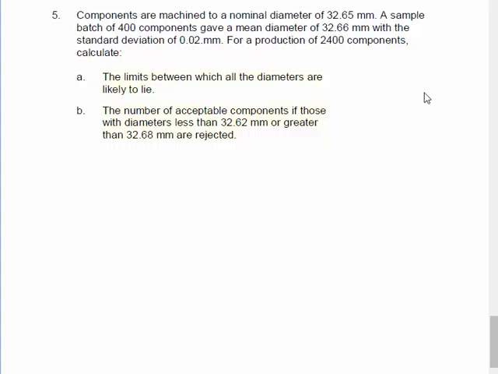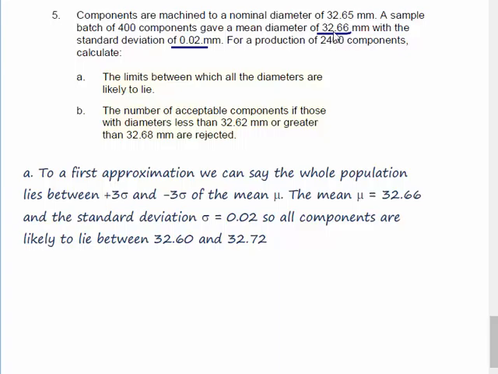Now, for our purposes, we can say that the entire population exists between plus or minus 3 sigma of the mean. The values are going to lie between 32.60 and 32.72. That's to say the mean plus 3 times sigma and the mean minus 3 times sigma. So all of the components will lie between those two values.